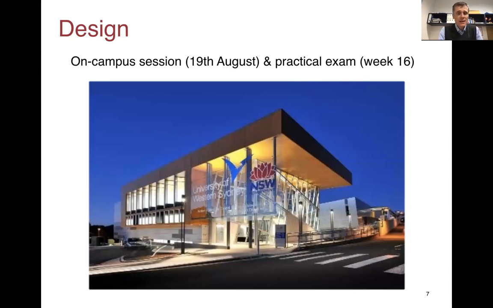As always, Blacktown's the place to come when you come on the 19th for the on-campus session, then of course for the practical exam. That image is a bit old now, as Andrew will tell you. Things look a whole lot different nowadays. Yeah. There's a lot of construction happening at the moment. That's right. So it's a pretty big couple of buildings right next door.